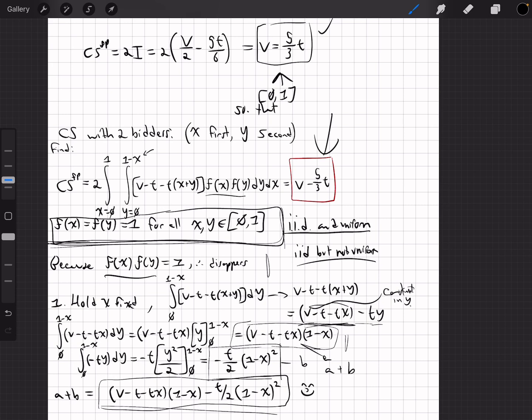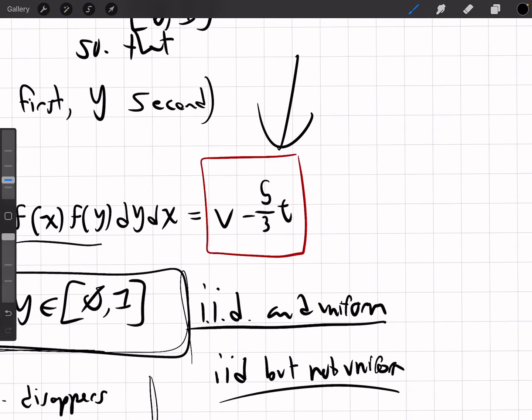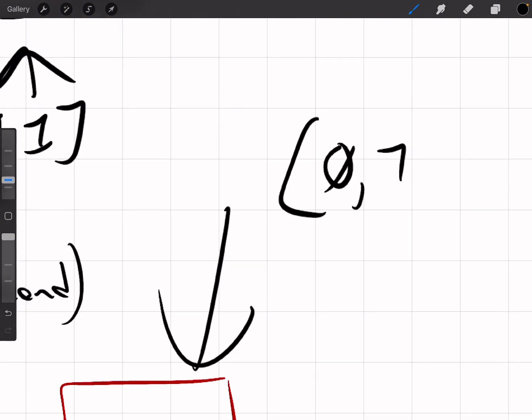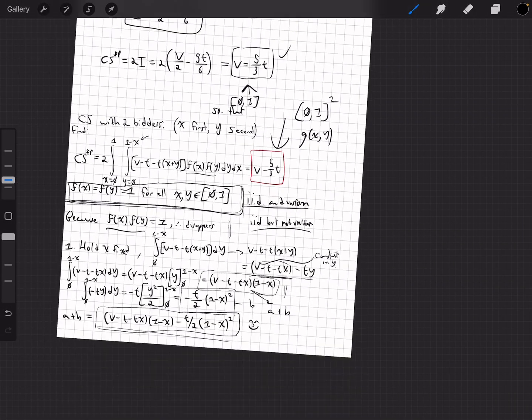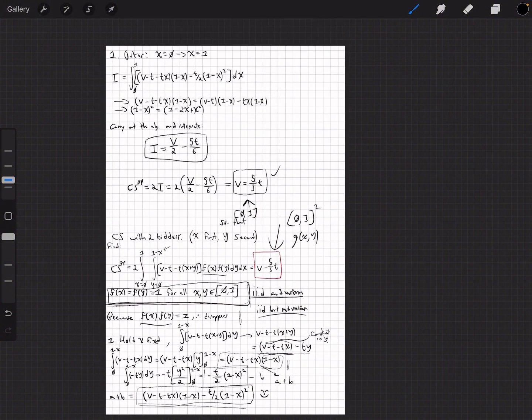And then for case B, even more general, there would be an arbitrary joint law on [0,1] to the power of 2. Can be correlated and asymmetric. So there's just a joint density g of x, y, okay? We can go over the two cases, but I don't feel like it. So we're not going to.